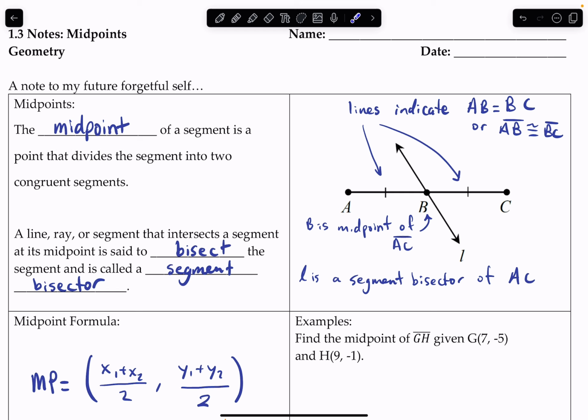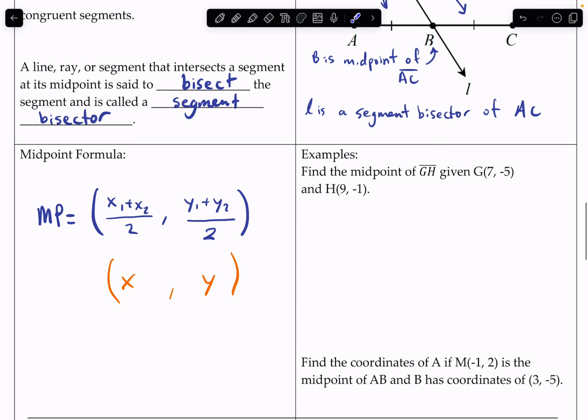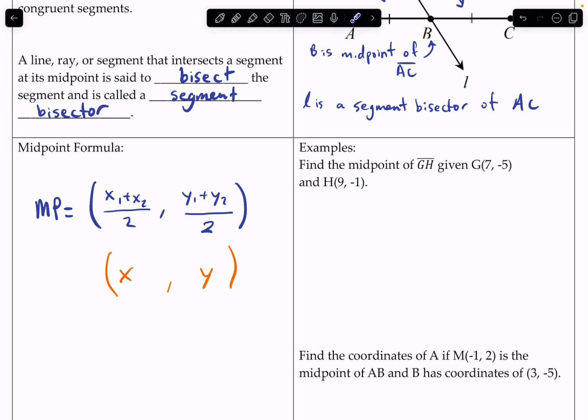Midpoint, that's the middle of a segment. Whenever something cuts something in half, it's said to bisect it. And if it were to create two equal segments, that would be a segment bisector. So you have all this vocabulary that's being thrown at you right now, all indicating that one side of a line is equal to the other side of the line. Let's talk about finding midpoints, because that's really going to be the kind of math we're going to be doing in this section.